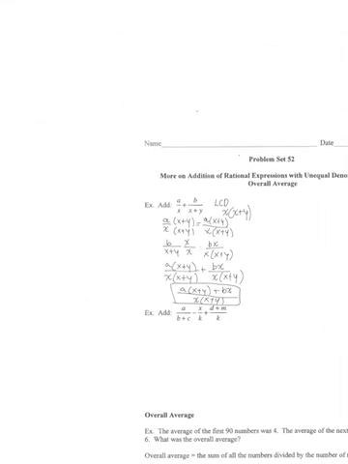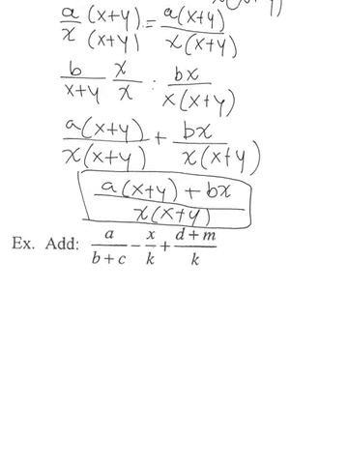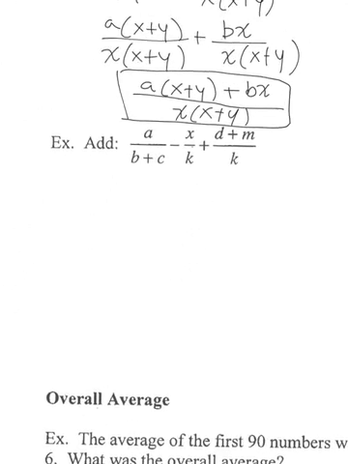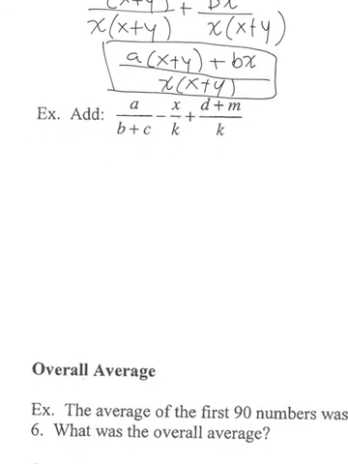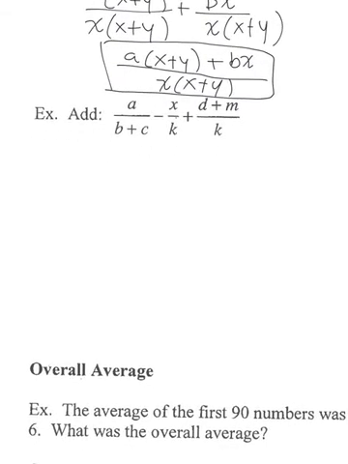All right, so let's take a look at this one down here. It's a little bit more complicated. Still getting used to this thing. This time we actually have three rational expressions here: a over b plus c, x over k, and d plus m over k.